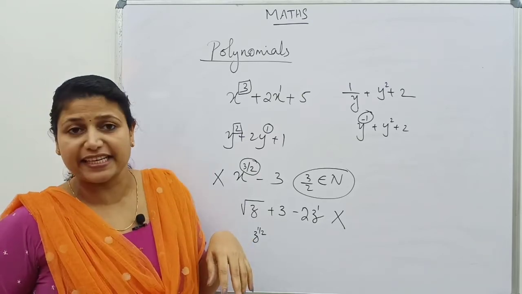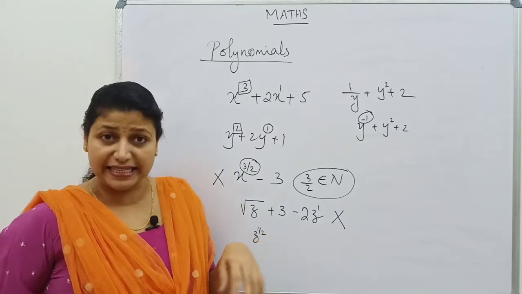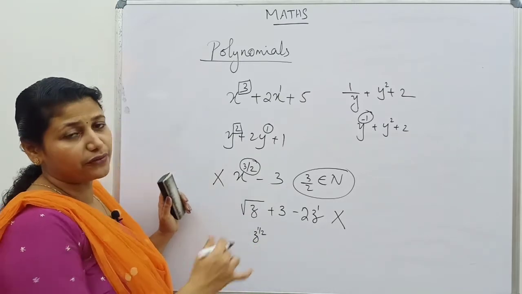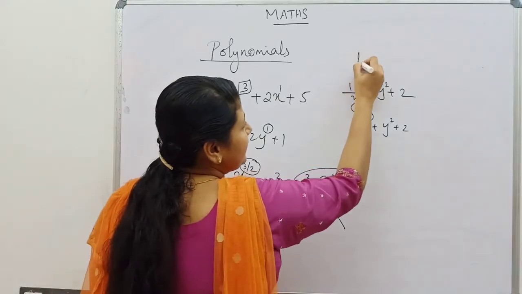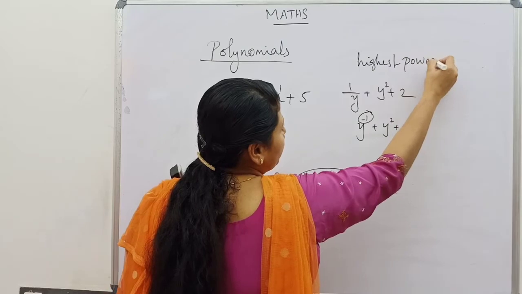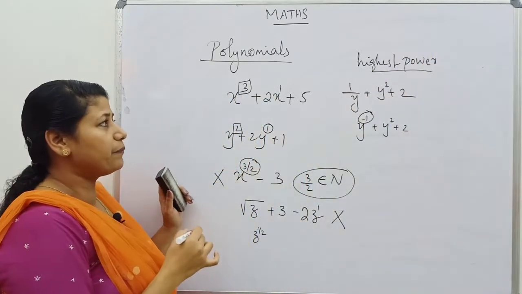Let's move on to the degree. That also you have studied in your 9th class. What is meant by degree? Degree is the highest power of the polynomial. What is that? Degree is the highest power. Highest power of the polynomial. Highest power is known as the degree.